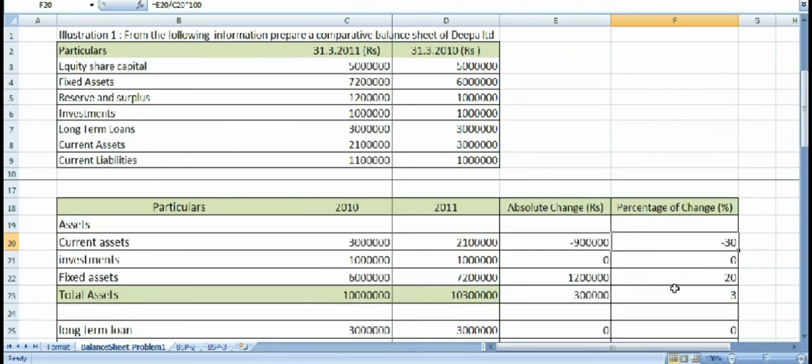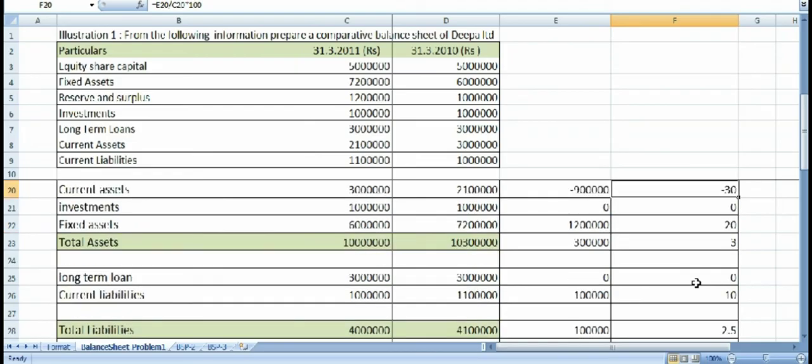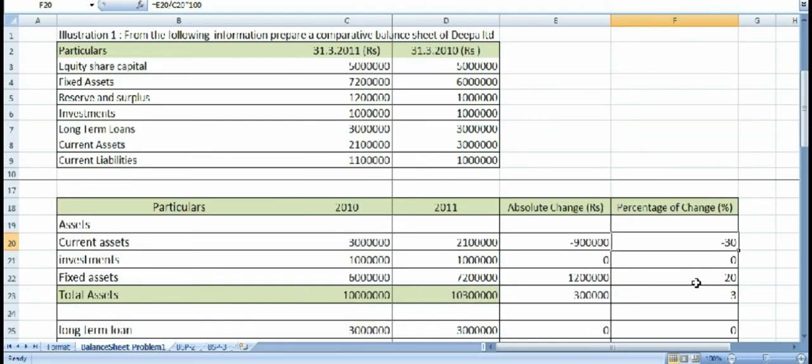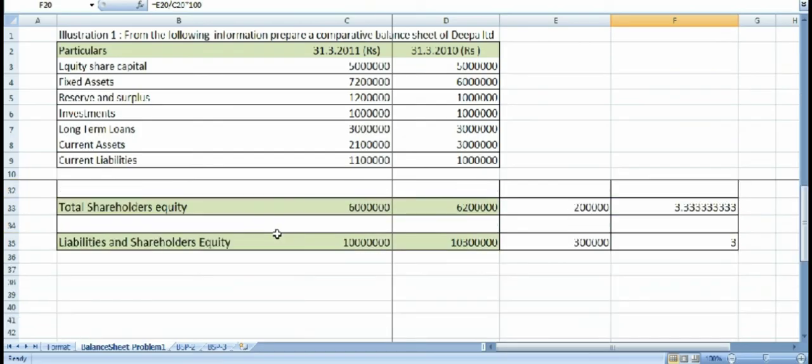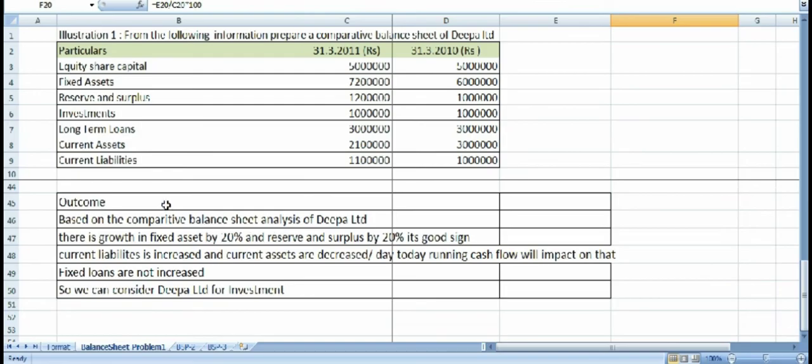Since the change is negative, the percentage of change will also be negative. If it is positive, the percentage of change will be positive. Similarly, we have to calculate all the items. Based on the percentage calculation and change calculation, we have to do the interpretation of how the DPA Limited performs. So we have to do the interpretation section, where we are noting down the outcome.